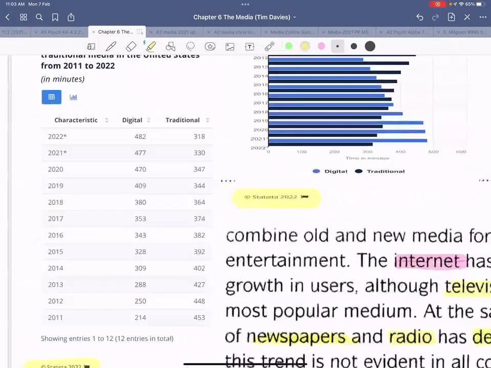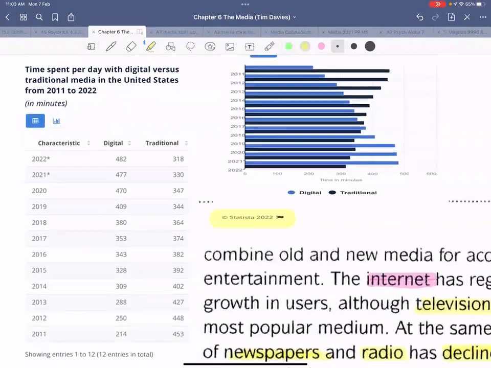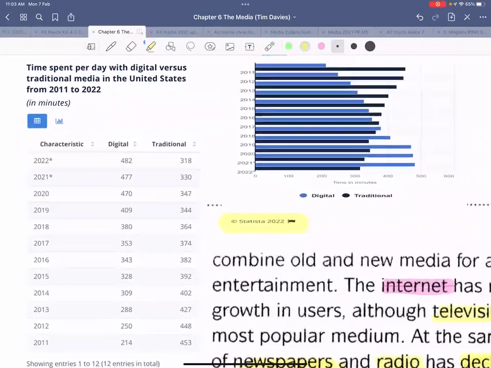Now let me just show this to you, if this makes sense. The time spent per day with digital versus traditional media in the United States. Just have a look at these, right? Of digital and traditional media, look at the amount of difference. Let's compare 2011 with 2022. Just look at the amount of difference over here, right?